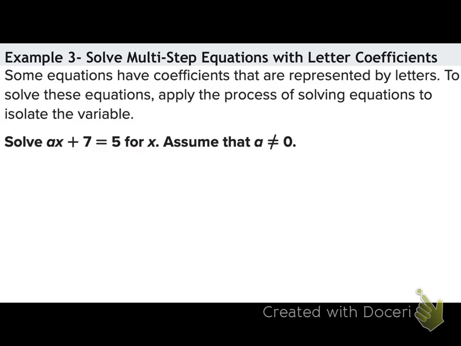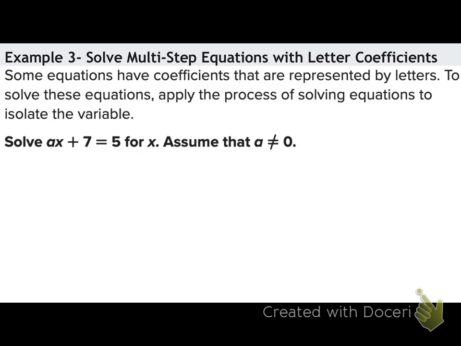Here's my last example. Some equations have coefficients that are represented by letters. We may not know those coefficients, so they just use another letter to represent it. To solve these equations, we still just apply the process of solving equations to isolate the variable. I'm still just using my inverse operations. I'm treating A kind of like a number here.